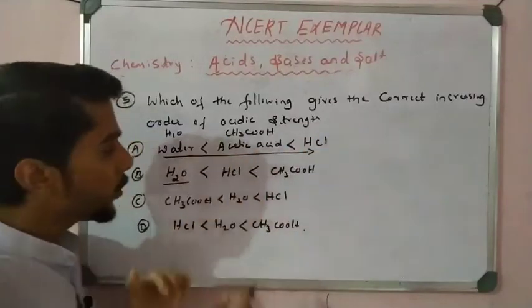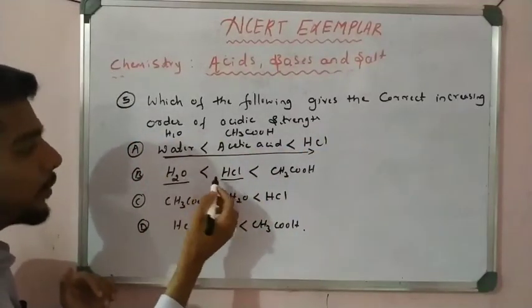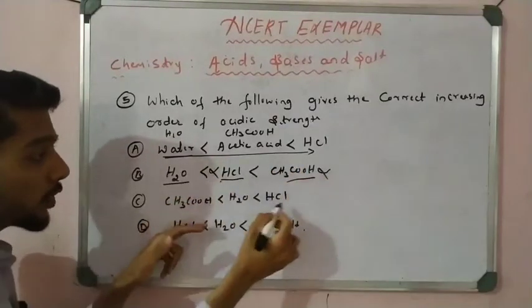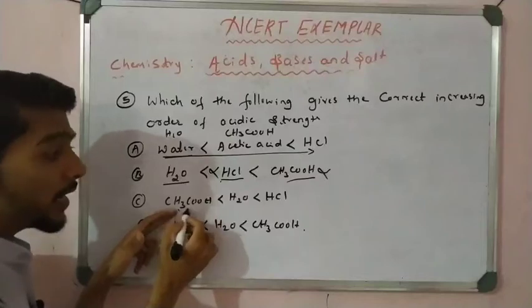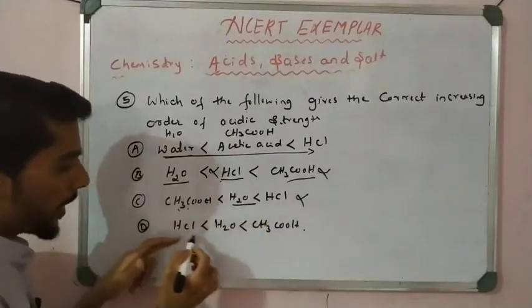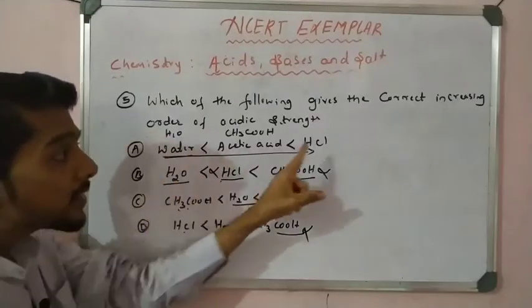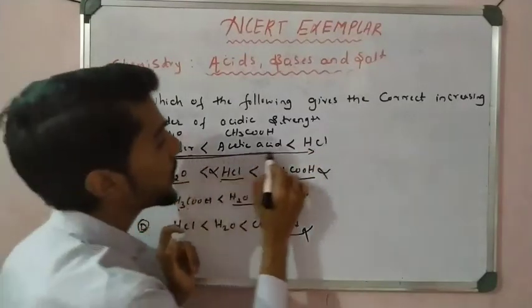The order is increasing. But in the other options, HCl comes in between, which is wrong, because acetic acid is not stronger than HCl; it is weaker, so that is not possible. If the acid in the middle is weaker and HCl is weaker, and this is stronger, that is also not possible. So with HCl as the strongest, this is the correct increasing order.